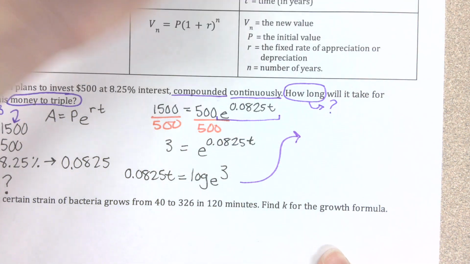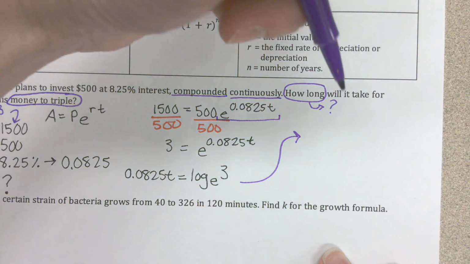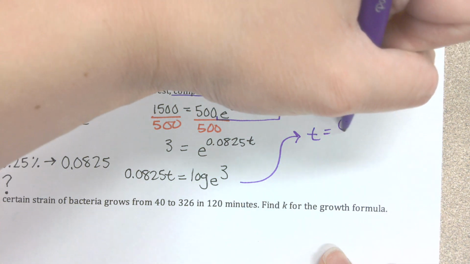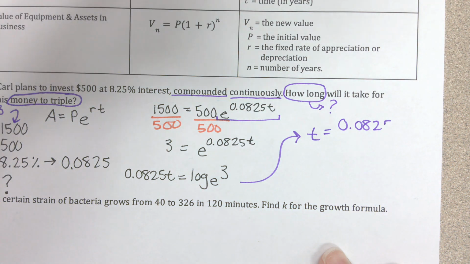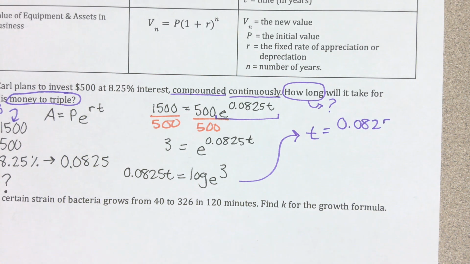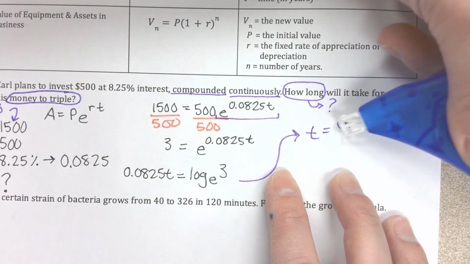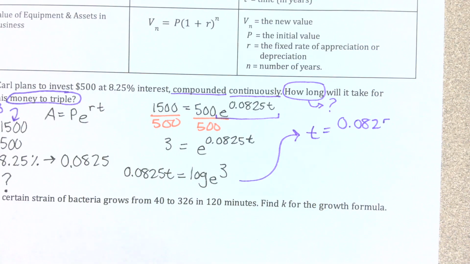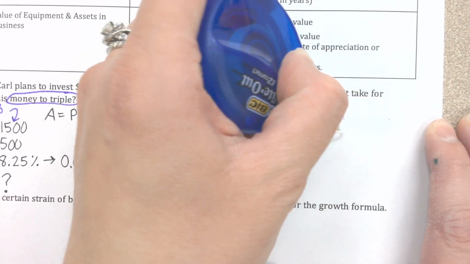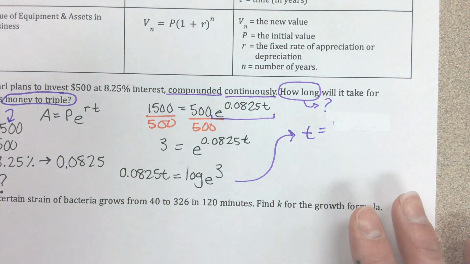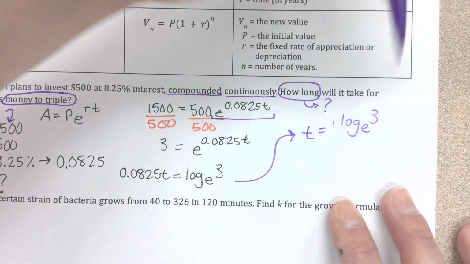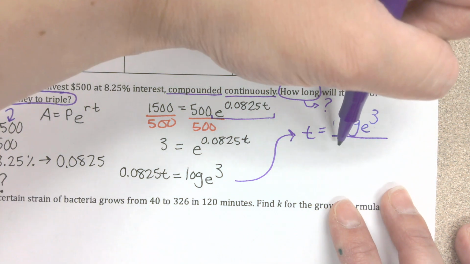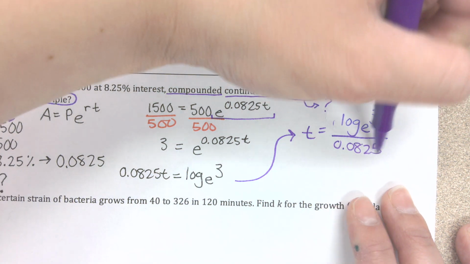So to finish solving, we would of course divide both sides by this decimal, and we would have t equals 0.0825. Oh, I did that wrong, didn't I? Yeah, I did. Okay, hold up. Nothing a little white out can't fix. It'll come out. There we go. Okay, let me try that again. Log base e of 3 on top divided by the decimal, 0.0825.